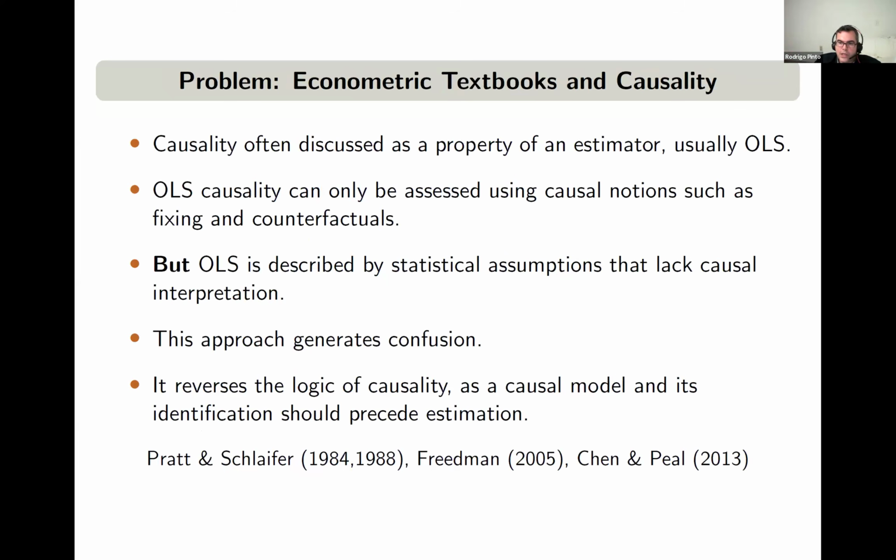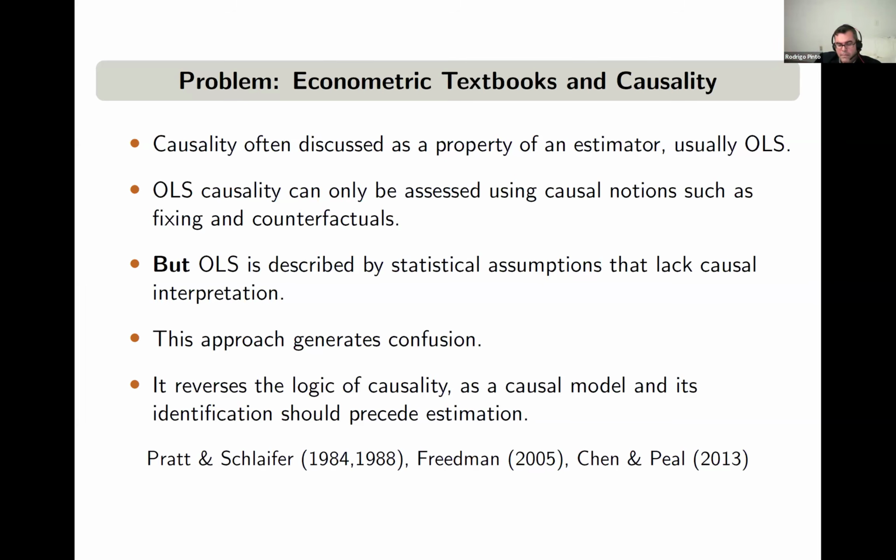One reason for quite a lot of confusion regarding causality, especially in economics, but I believe in other fields too, is that causality is often introduced and discussed using econometric models, usually the simplest one, the ordinary least squares regression. Ordinary least squares is a model defined using statistical assumptions. These statistical assumptions do not use concepts such as fixing or counterfactuals, or even introduce the concept of directionality and causality. They are based on statistical assumptions that lack this causal interpretation. And this causes a lot of confusion.